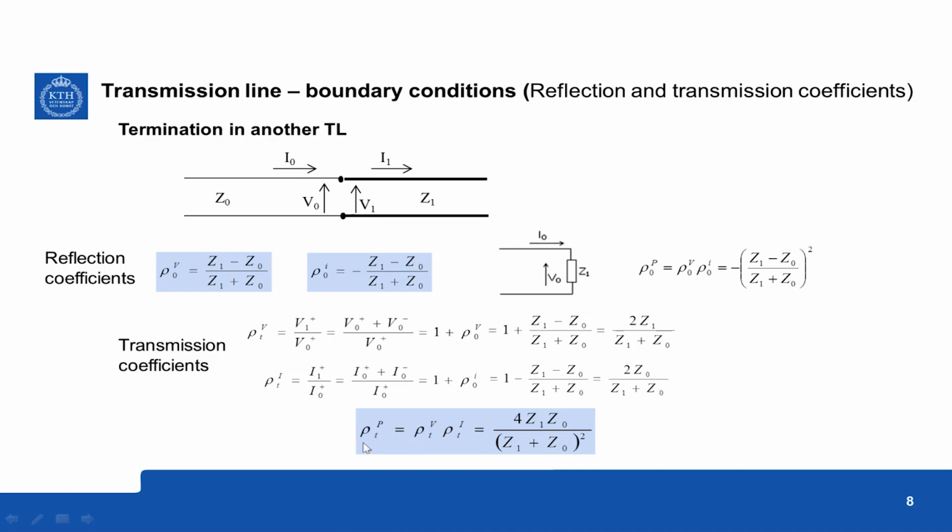Then total power transmission coefficient, this is multiplication of voltage transmission coefficient and current transmission coefficient. While talking, I might have said reflection coefficient, but these are not reflection coefficient, they are transmission coefficient. The way to identify is that you look at the subscript T. T means transmission coefficients. So this is the power transmission coefficient into this line.